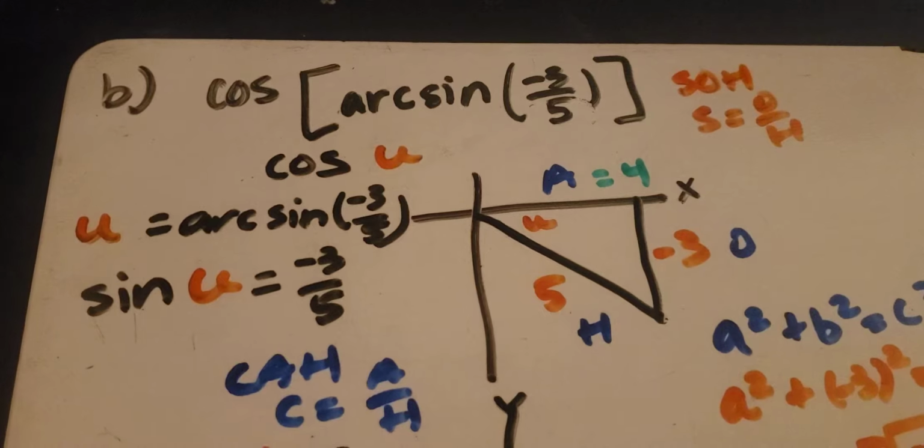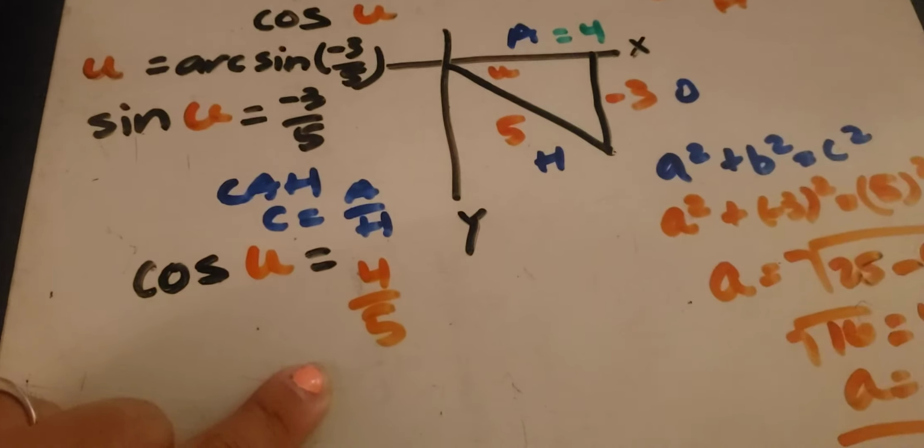And that's it. Just 4 over 5. So this is our exact value.